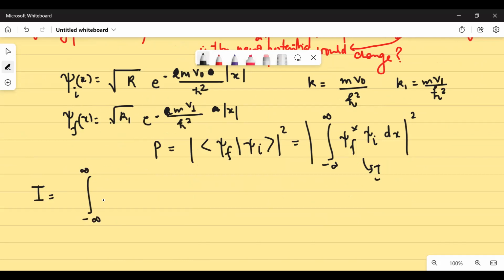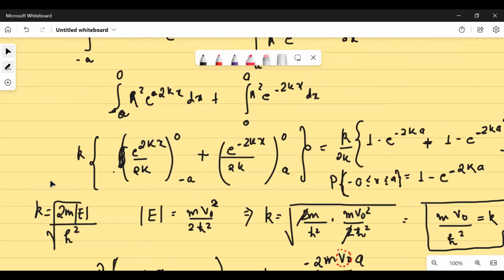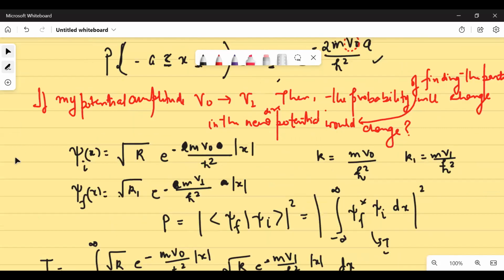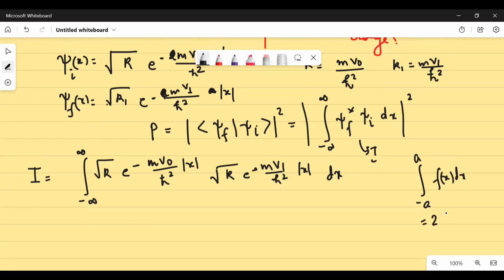This is root over k, so I'll write root over k here. This is e to the power minus m V naught upon h bar squared modulus of x, into root over k1 e to the power minus m V1 upon h bar squared modulus of x dx. And we can also do it from minus infinity to 0 and 0 to infinity. We can break it into two parts, but we saw initially also that they were actually becoming twice. So why was it becoming twice? We can use a property of definite integrals, which suggests that if your function is even, this particular integral reduces to this particular integral. Since the modulus function is an even function, it hardly matters.